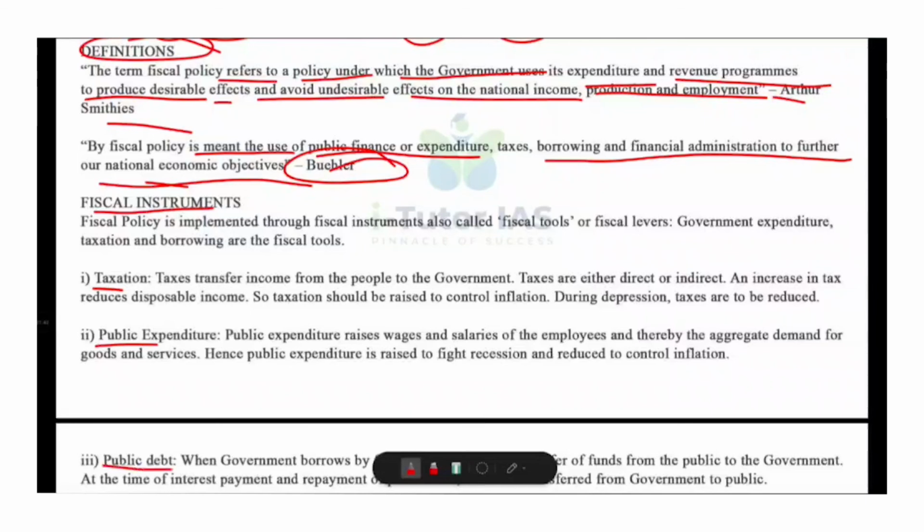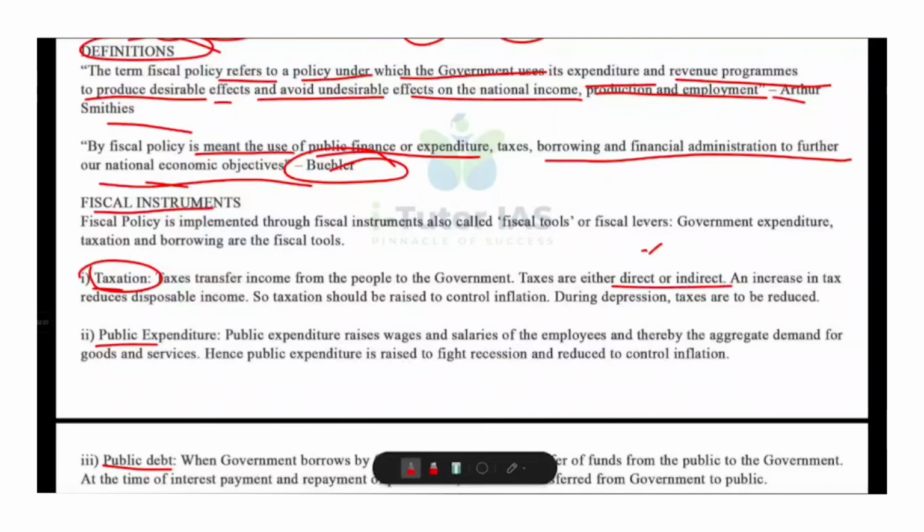First one, taxation. Taxes take money from people and give it to the government. So taxes can be direct tax or indirect tax. Direct taxes, for example, income tax and corporate tax. And what are the examples of indirect tax? GST, excise duties and customs.